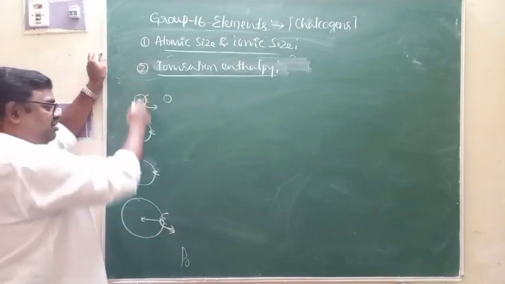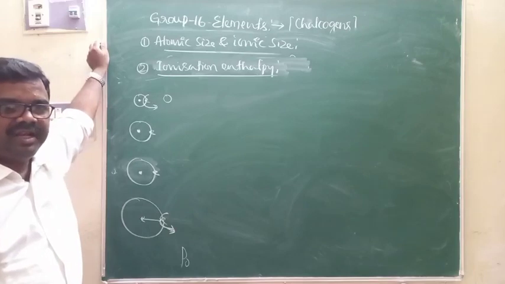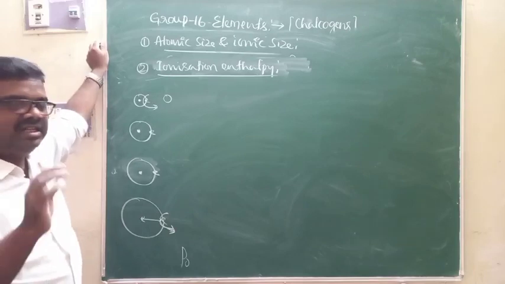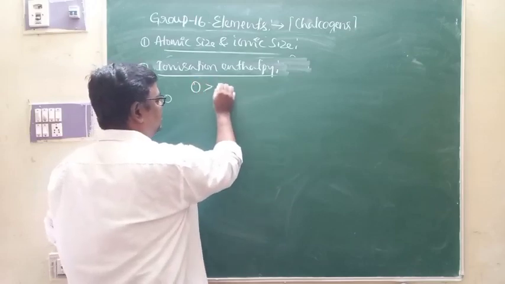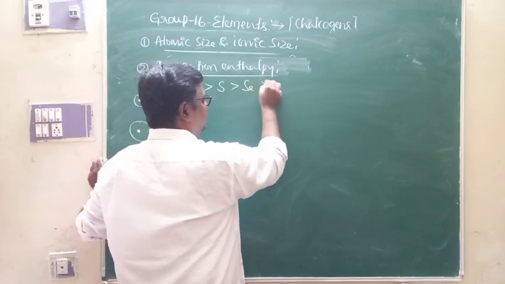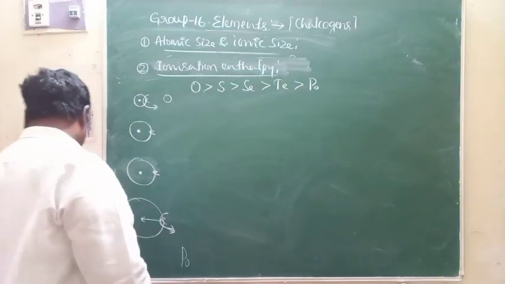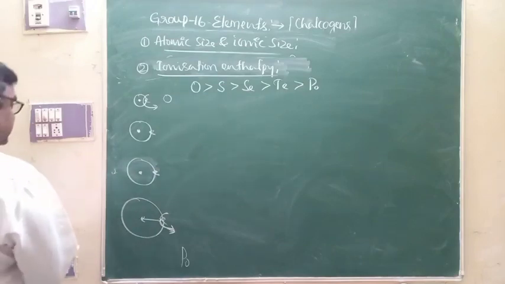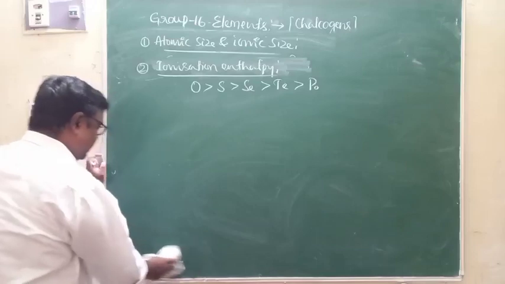Therefore, as atomic size increases, ionization enthalpy decreases. Therefore, ionization enthalpy of oxygen is greater than sulfur, sulfur is greater than selenium, that is greater than tellurium, greater than polonium. This is what we call the variation of ionization enthalpy. This is how ionization enthalpy varies.